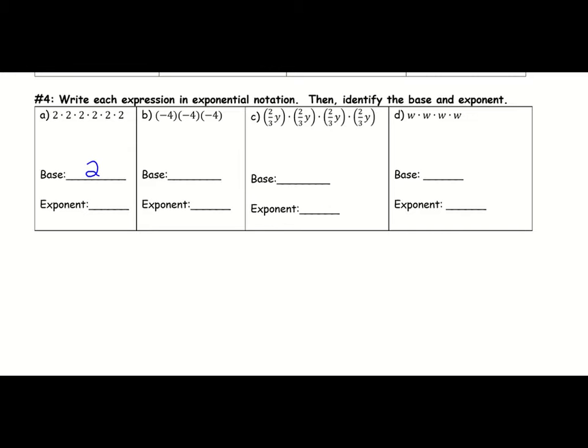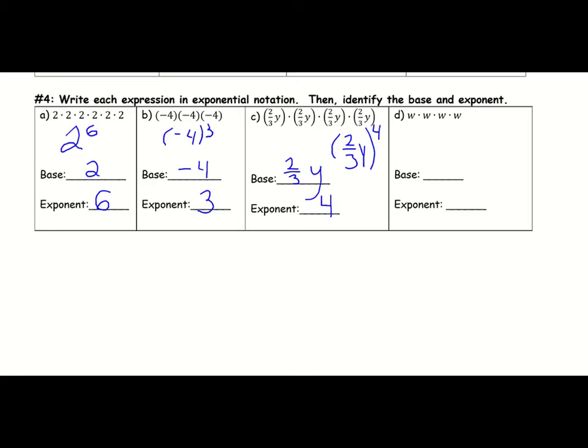And letter C, what is being multiplied consistently each time is 2/3 y. So my base is 2/3 y. And it's being multiplied by itself 4 times. That's why I see 4 of them. So when I write this, letter C, in exponential notation, I need to put the 2/3 y in parentheses, because that's my entire base. It's more than one thing. It's not just 2/3, it's not just y. And then my exponent would be 4.